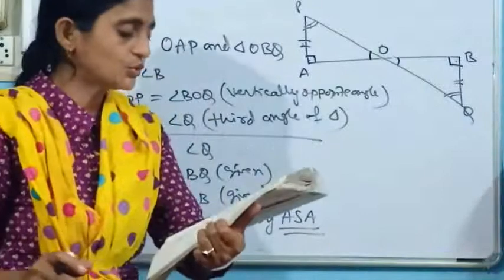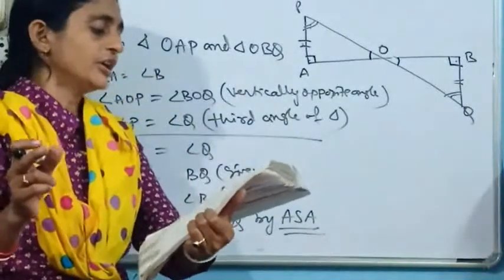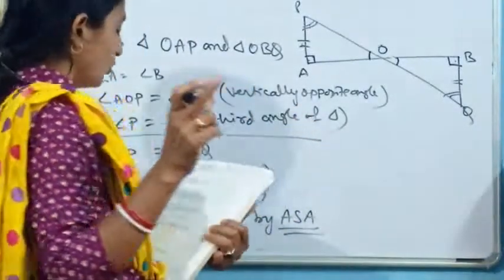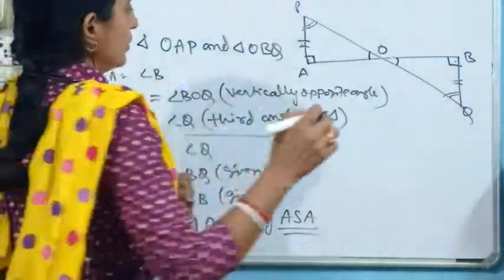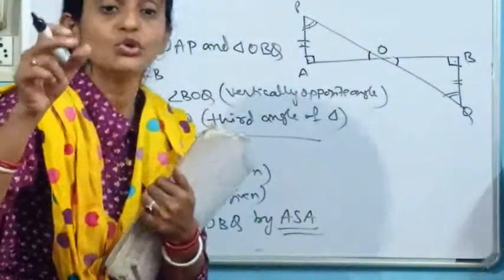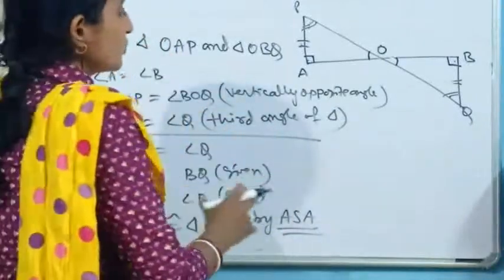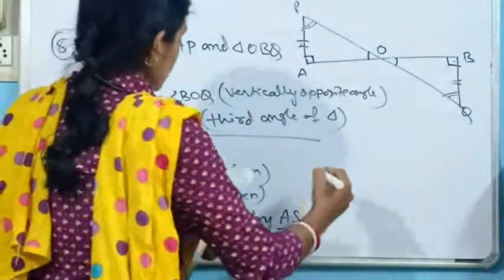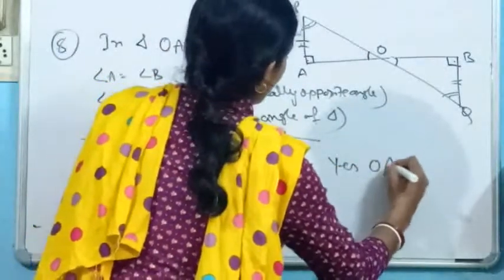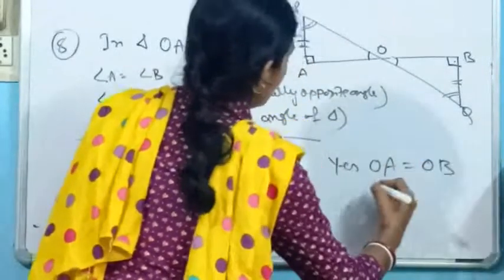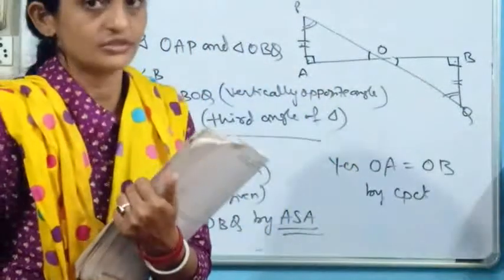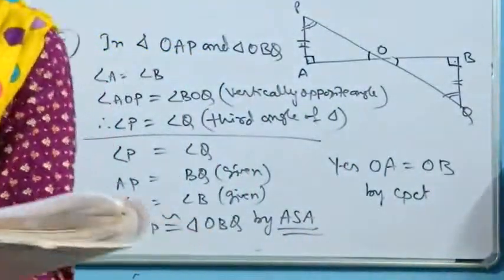Done. Now come to the later part of this question. Here it has been given, is OB equal to AB or AO equal to BO? See, or AO equal to BO? Yes or no? Yes, it will be. Why? Because these are the corresponding parts of the congruent triangles. So here, what can I write? Yes, OA equal to OB. How? By, in short, if I am writing, by CPCT. That much only. Okay, go for the next question.